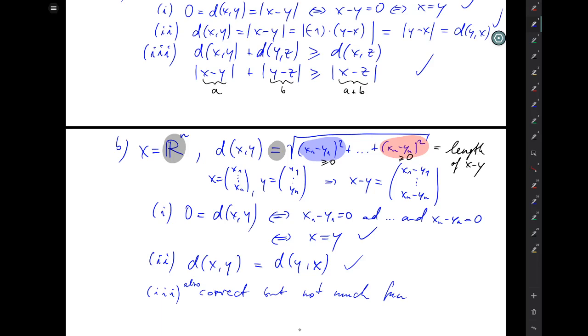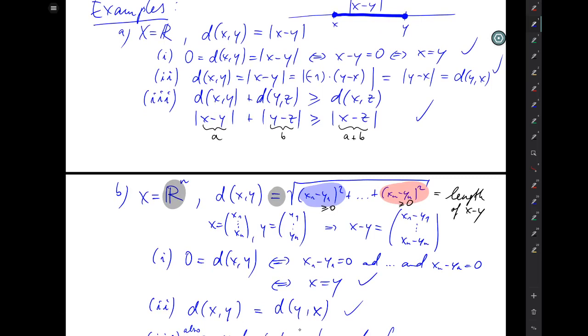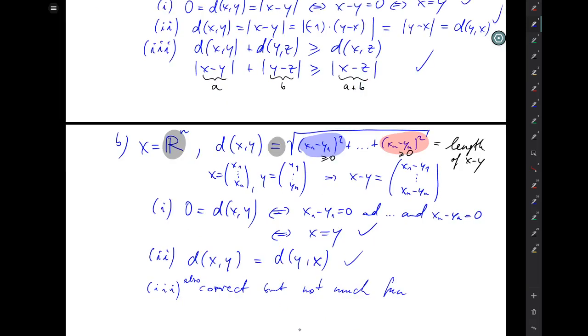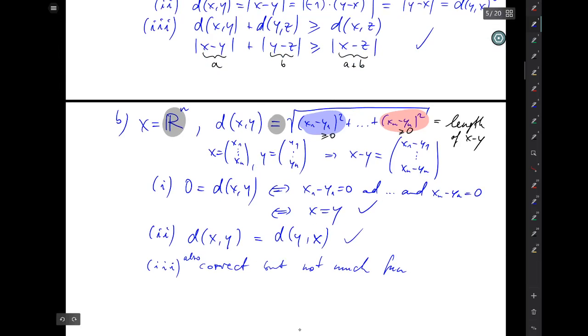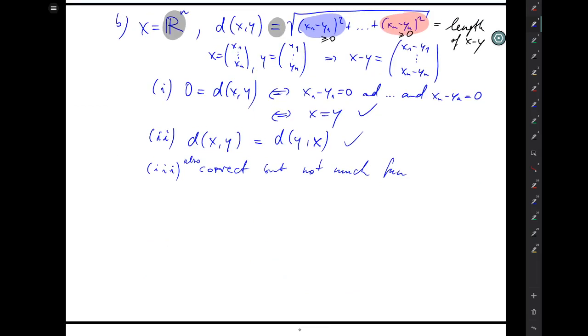Okay, so the 2 examples so far are not even 2 examples, because example A is a baby case of example 2. So far we've seen only 1 example really, which is r to the n. And it's not a big surprise that r to the n with the usual Euclidean distance is a metric space. So the Euclidean distance is a distance. So let's look at some examples that are maybe not so standard or not so unsurprising.